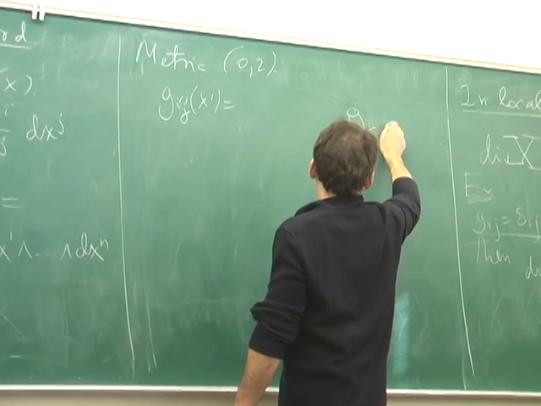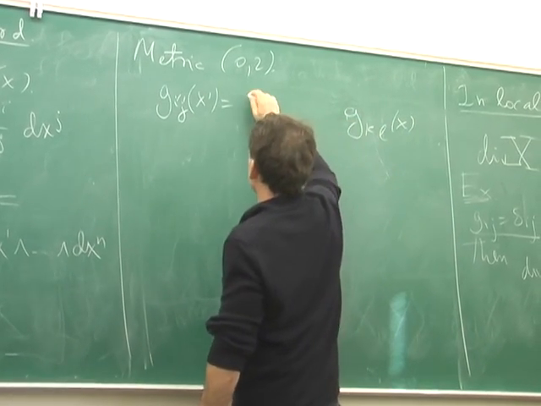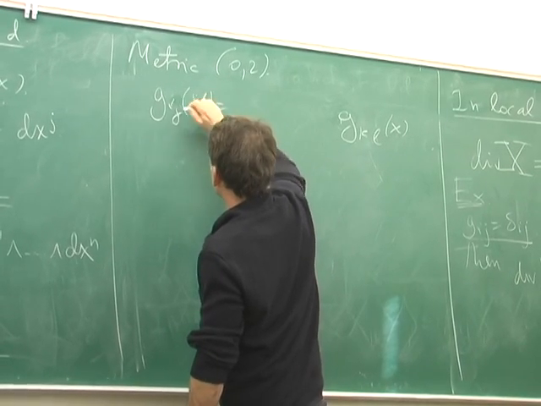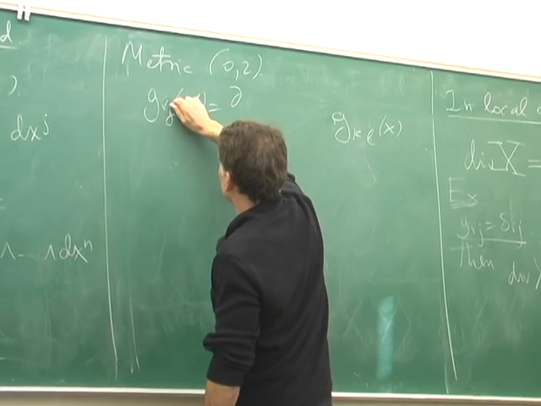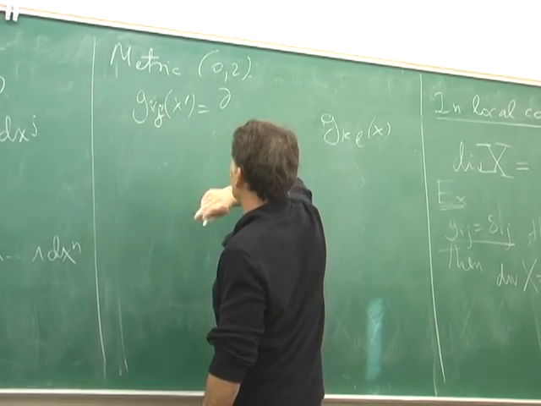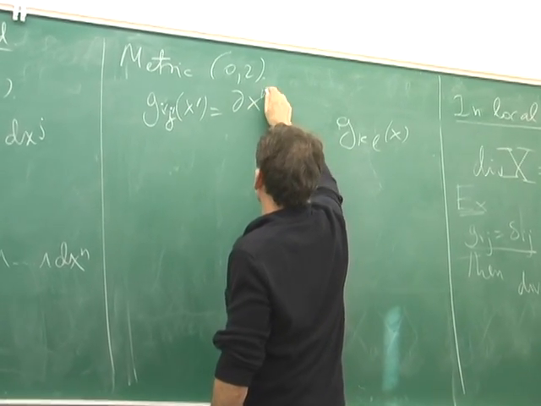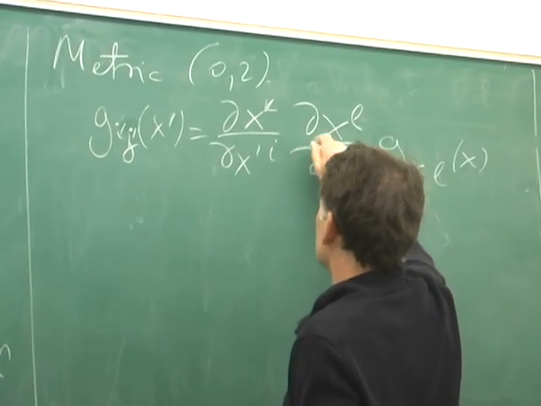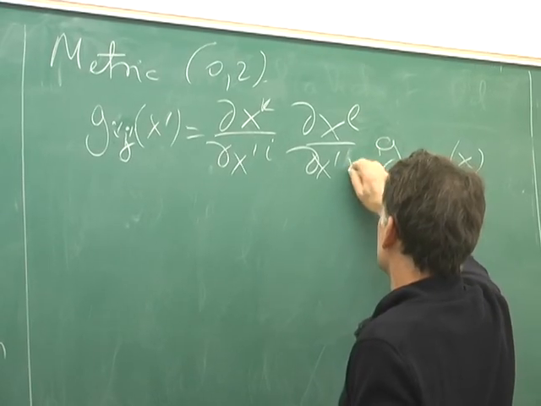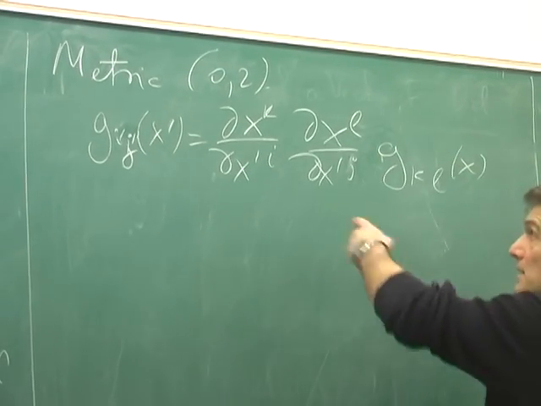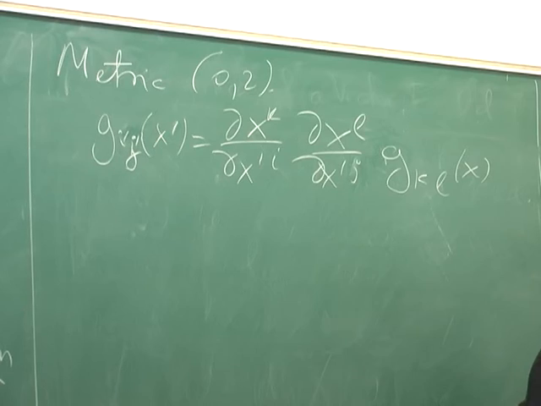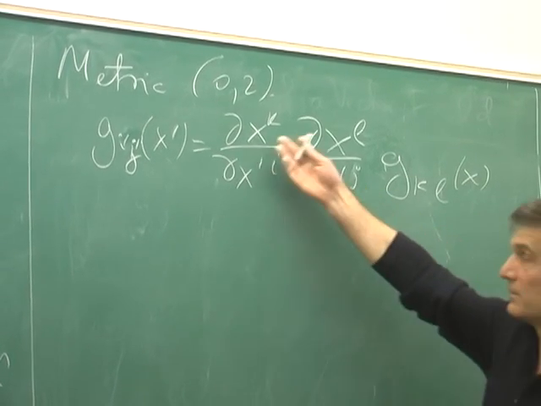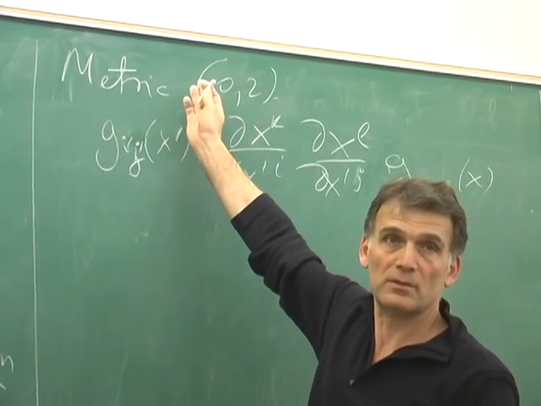g_kl, all x. Well, let me write it this way. This is i prime, j prime. dx^k, dx prime i, dx^l, dx prime j. And again, there is a sum over k and a sum over l because they are repeated. So you have this formula because it transforms like a tensor of type (0,2), a covariant tensor.